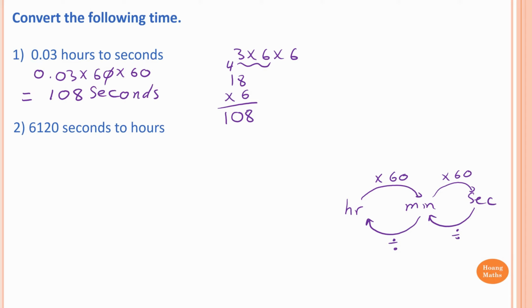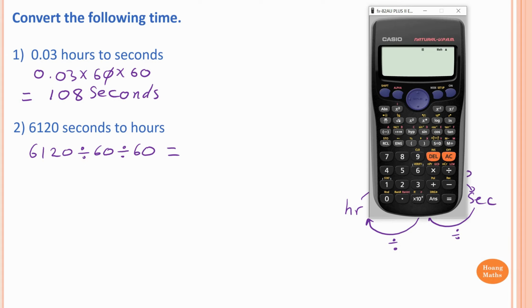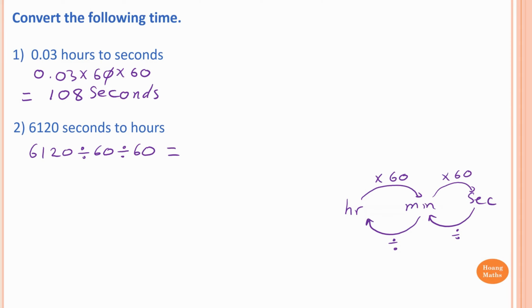Second one. 6,120 seconds to hours. From seconds to minutes, we divide by 60, and from minutes to hours, we divide by 60. So we just go 6120 divided by 60 and divide by 60. It takes a bit of time for me to do dividing, so what I do, I just put it in a calculator. 6120 divided by 60 and divide by 60 again. That equals 1.7 hours. I just write 1.7 hours.